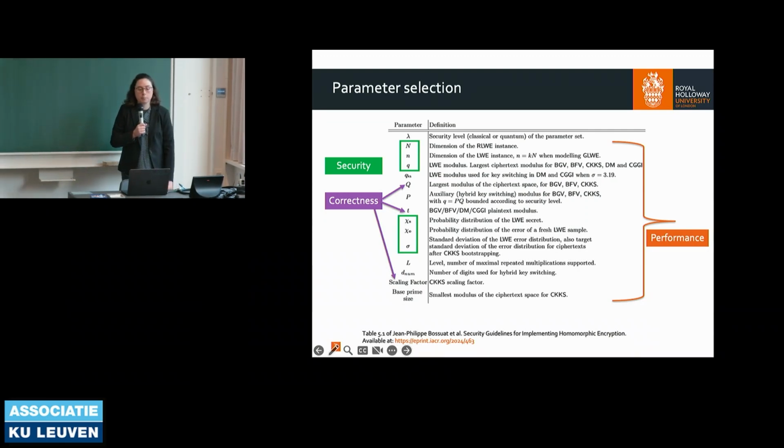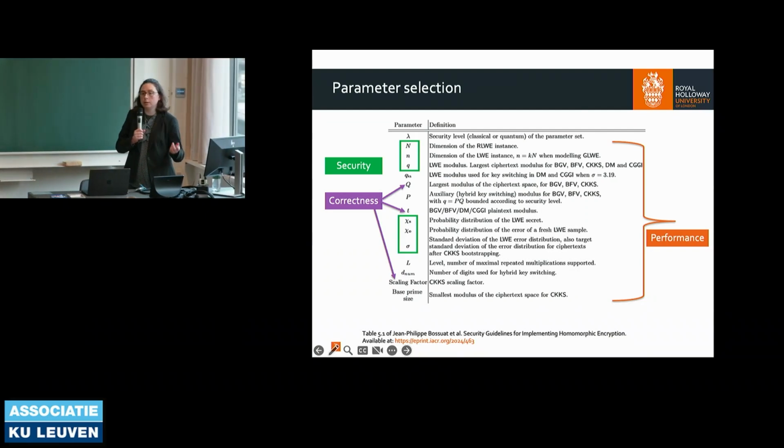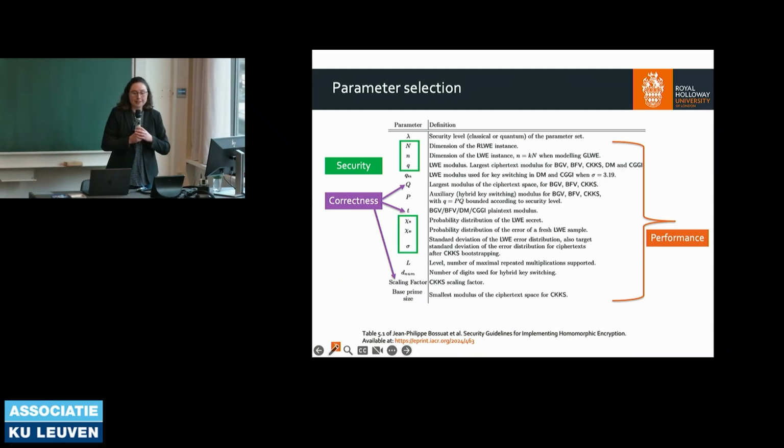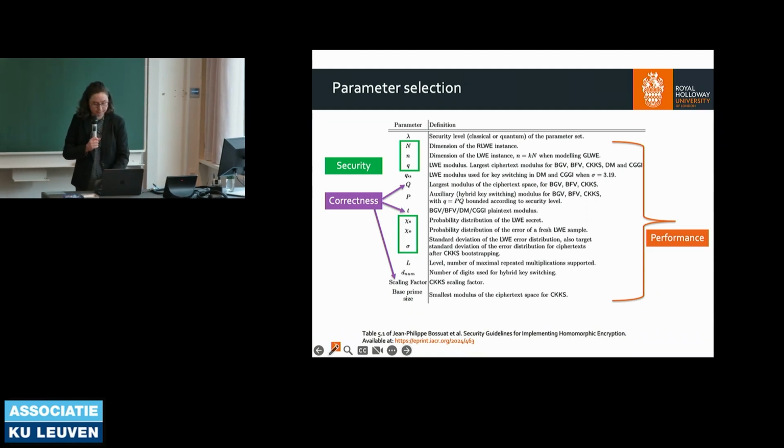This is the problem of how big my noise is going to grow. Am I going to reach the point where, if I were to decrypt, it would fail because the noise is too big? So these parameters also have to be chosen, and they all influence the noise to some extent. It's extremely complicated. So work has been done to try to aid users in choosing parameters. You can read this paper, for example.